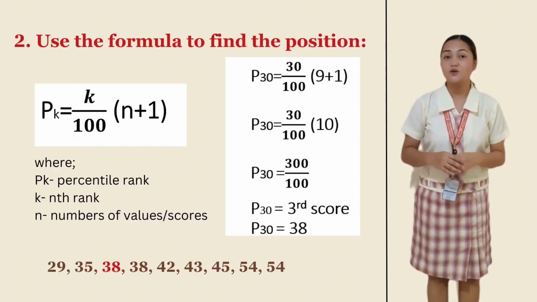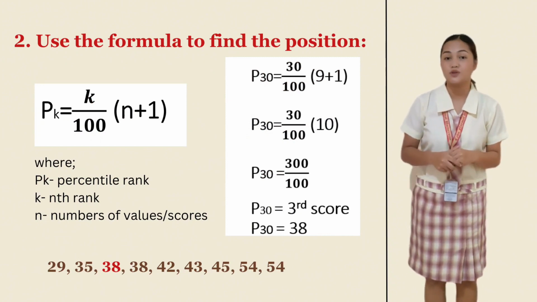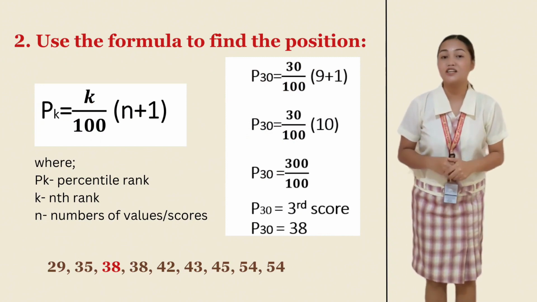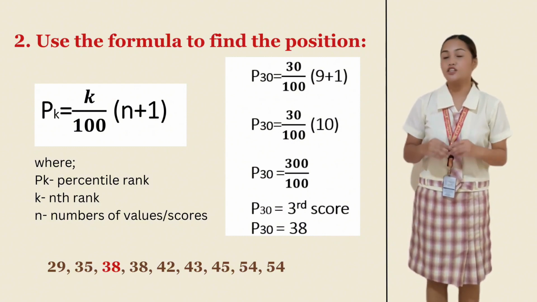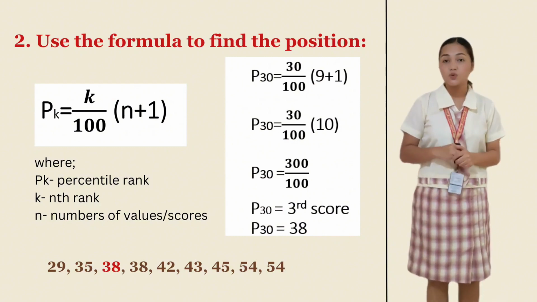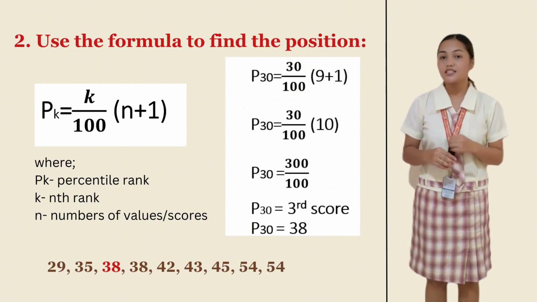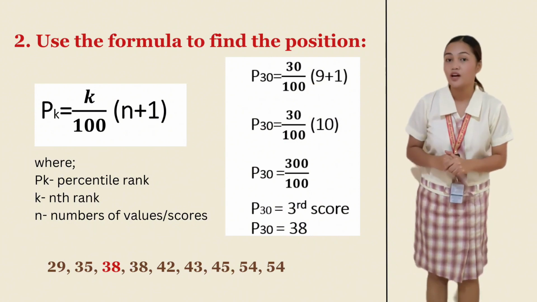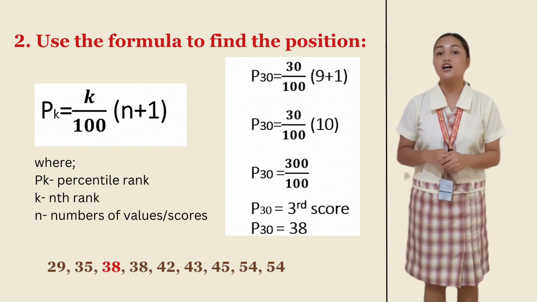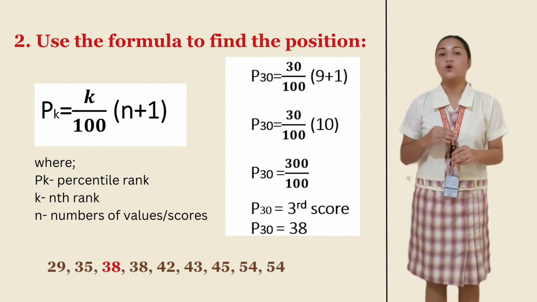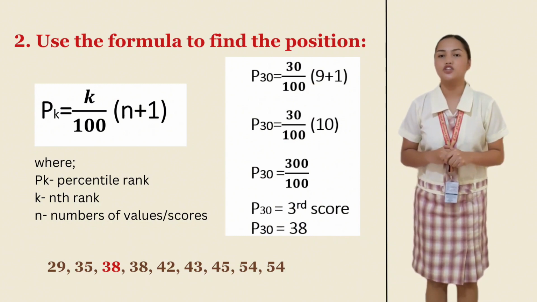Second, we use the formula to find the position. Again, PK is equal to K over 100 times n plus 1, and substitute. So P30 is equal to 30 over 100 times 9 plus 1, so 30 over 100 times 10. And 30 times 10 is 300 over 100. So the 30th percentile is in the third score. So the 30th percentile is 38.